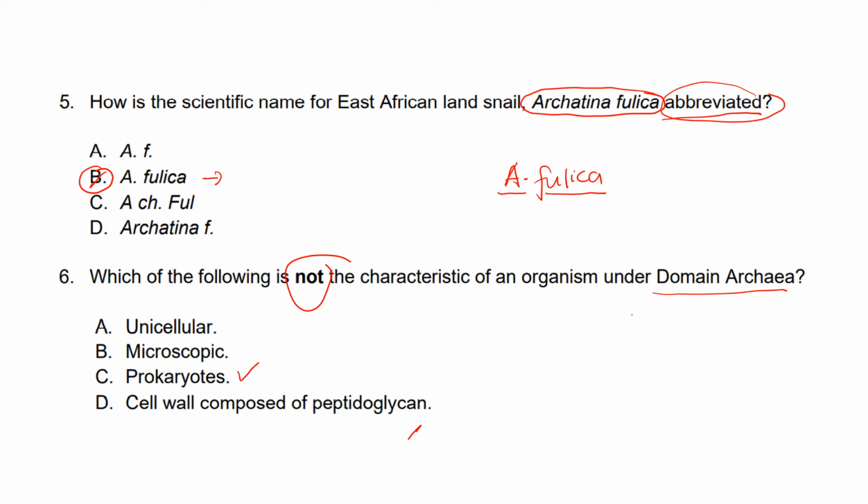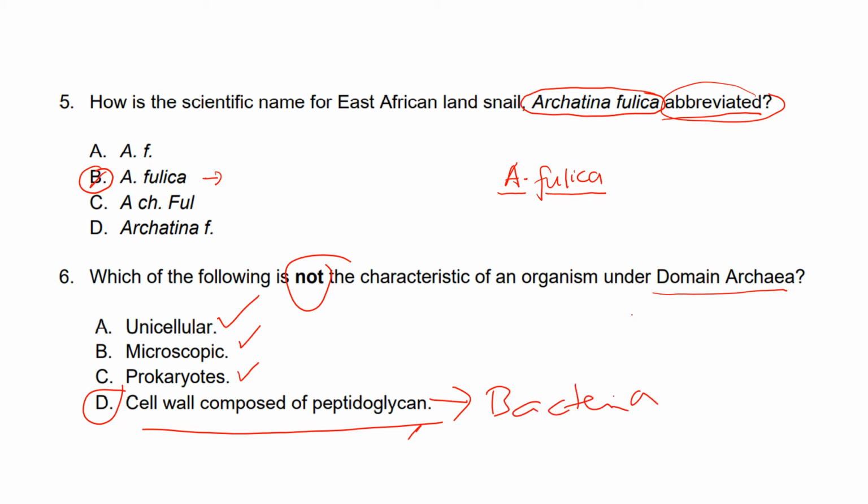So, because they are prokaryotes, obviously they are unicellular and they are microscopic. So the answer would be D. Okay, cell wall composed of peptidoglycan. So this describes the character of organism under the domain bacteria.